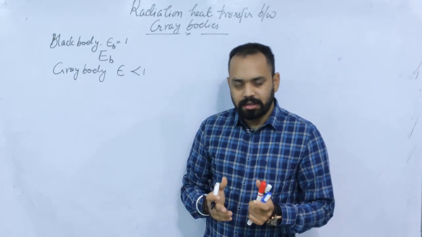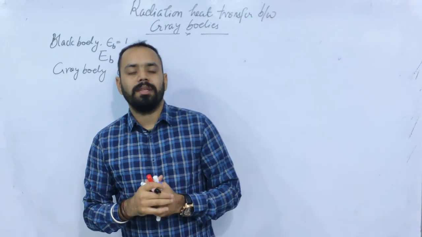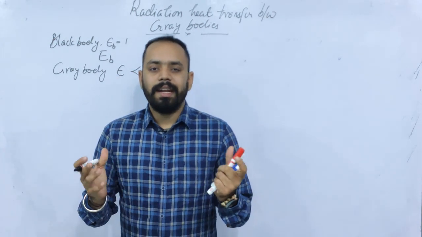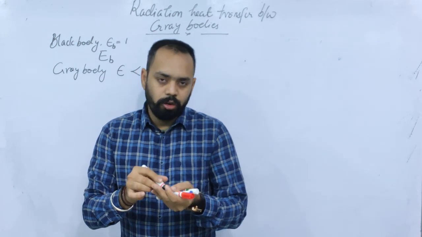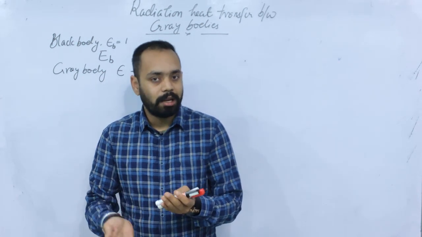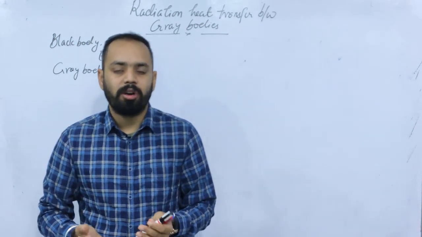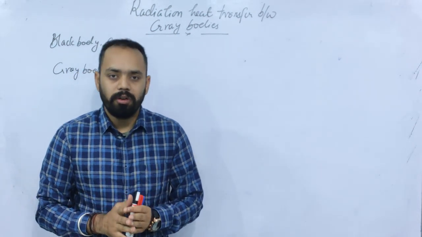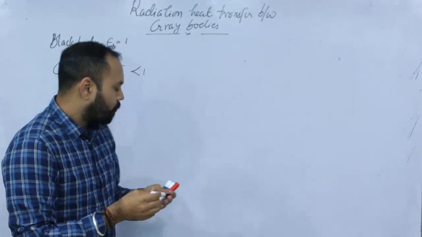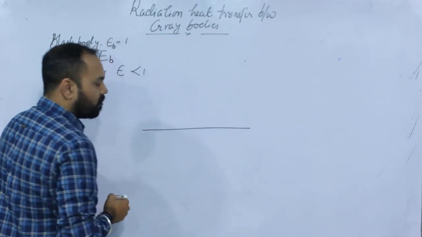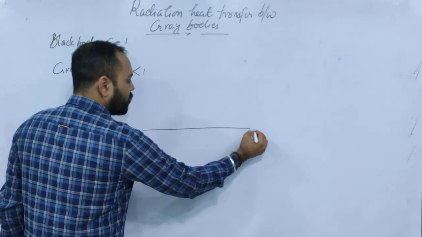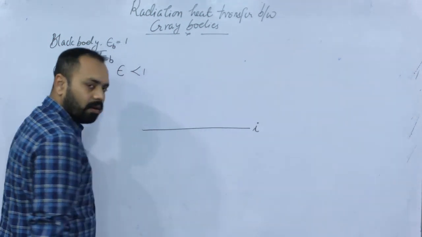So let us discuss how to solve the problems in the GATE examination where the radiation heat transfer is taking place between two grey bodies. Before going into the numerical problems, let us discuss the concepts of the resistances involved in the case of radiation. Suppose this is a surface, and let us denote this surface as the surface I.